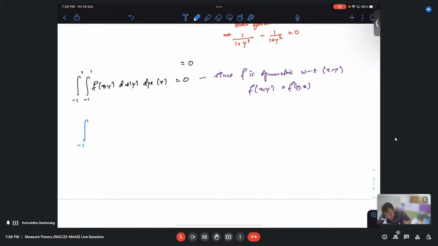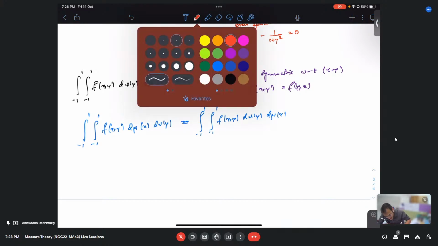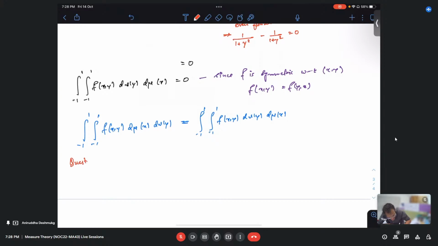We have established that the two iterated integrals, either we integrate x first and then y, or let us integrate y first and then x, dμy dμx, they are equal. So now the question is, can we conclude from here that f is in L1? Well, from here we cannot conclude.